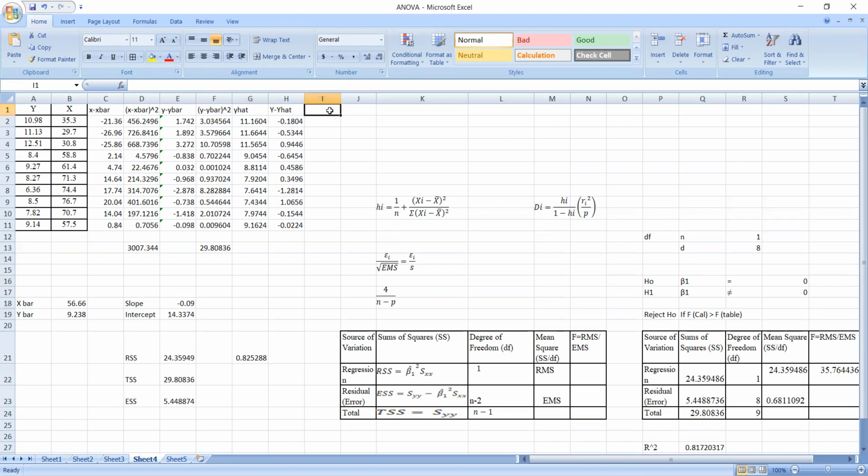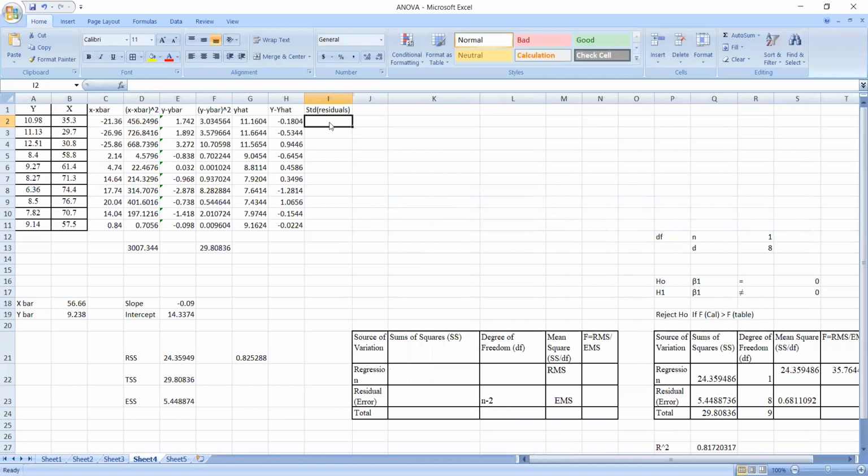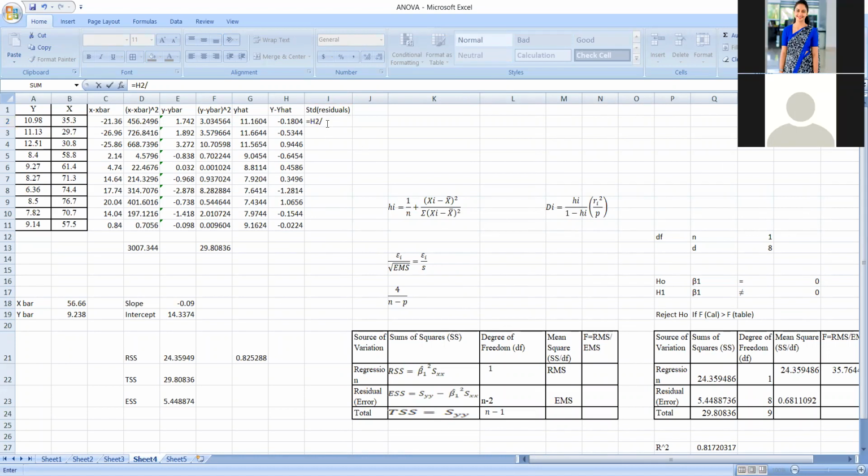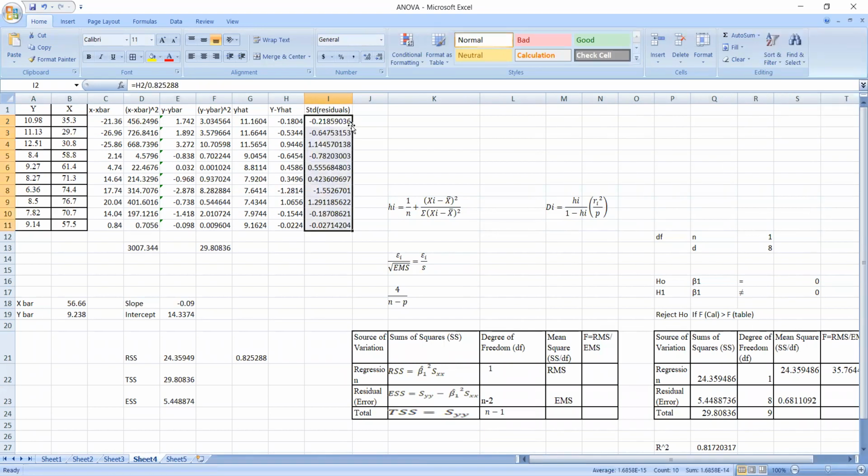So how do we calculate the standardized residuals? We take the residual. The first residual is minus 0.1804, and then we divide it by the square root of the error mean square. That is, we have obtained the square root of error mean square as 0.825288. For each and every observation, you have to do the same thing to obtain the standardized residuals. So we have the standardized residuals now.